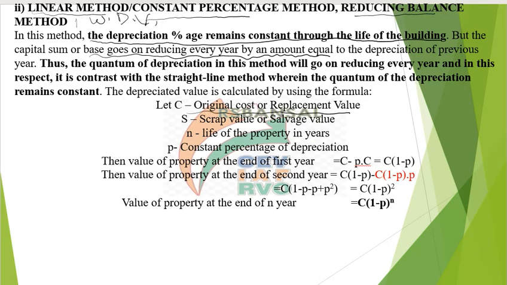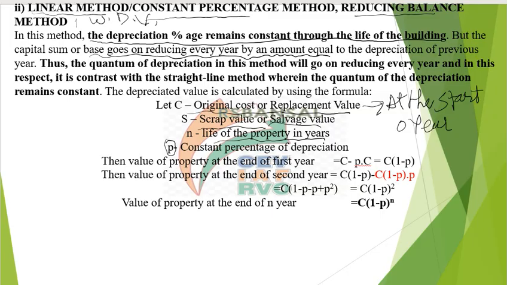Let us suppose C is the original cost or replacement value. You know how to find it. S is the scrap value or salvage value. N is the life of the property in years. And here we assume P as the constant percentage of depreciation. So the value of the property at the start of life, at 0 years, is C.